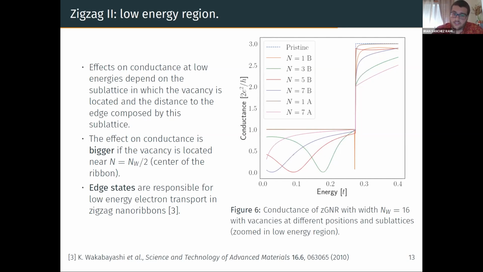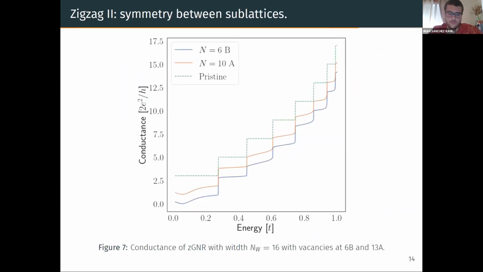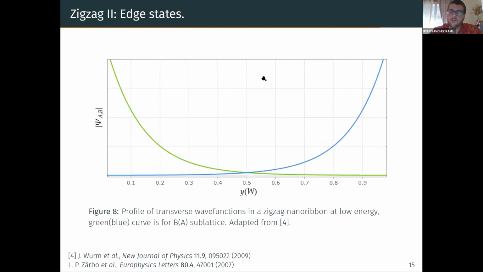That's the edge states are responsible for the transport at low energy, as said analytically by Wakabayashi. But for that, please take a look at the profile of the transverse wave functions in the zigzag nanoribbons. There are localized states at the edges of the ribbon. Here is the HB and here's the HA, and they are localized here, and they decay exponentially into the bulk of the ribbon.